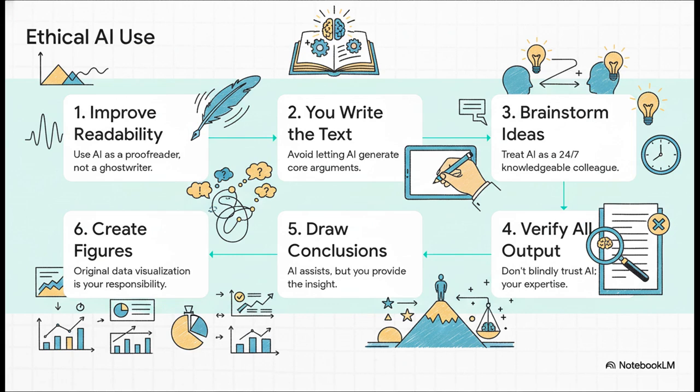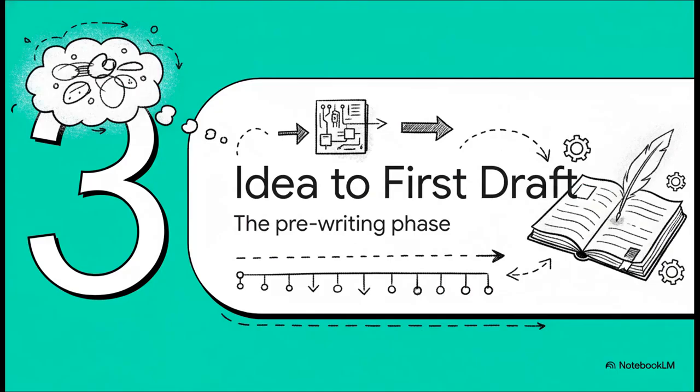Number 1, use AI to improve how your paper reads. It's a proofreader, not a ghostwriter. 2, and this one is so important, you have to write the core text, the main arguments. 3, think of AI as your brainstorming buddy. 4, and I really can't say this enough, you have to verify everything it gives you. Don't trust it blindly. 5, the big ideas, the conclusions, that's all you. AI helps, but the insight is yours. And finally, number 6, you've got to create your own original figures and charts. That's your job.